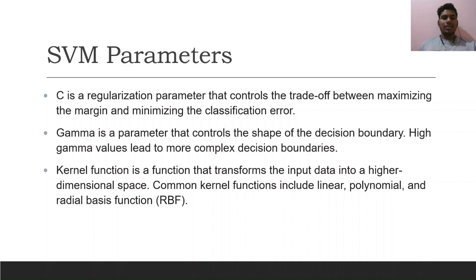A high gamma value leads to more complex decision boundaries. The kernel function is a function that transforms the input data into a higher dimensional space. Common kernel functions include linear, polynomial, and the radial basis function, shortly known as RBF.